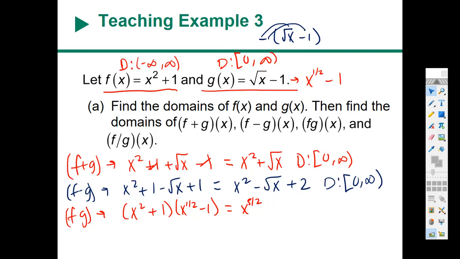We're multiplying. So we have x squared times negative 1, which is going to give us negative x squared. Then 1 times x to the 1/2 is just x to the 1/2. And then 1 times -1 is -1. So there's my multiplication.